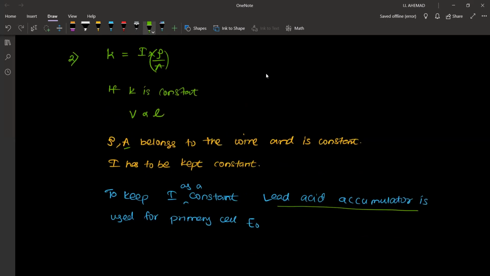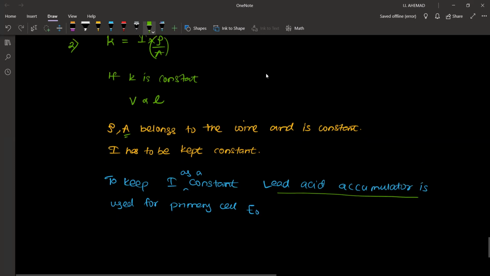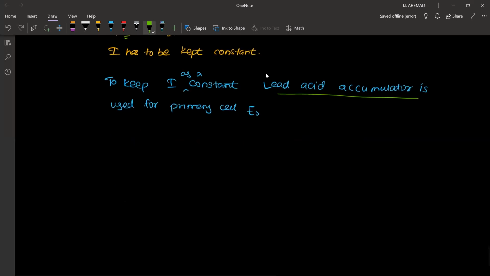So this area is an assumption. We know that the area is not going to be truly uniform, so we assume that it is uniform. Okay, there might be some errors in that. The potentiometer wire should not be overheated. We know the reason, right?